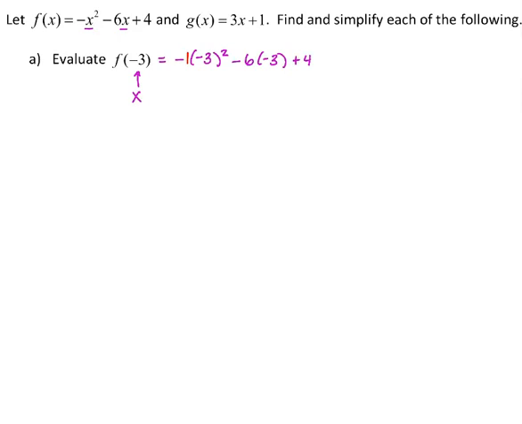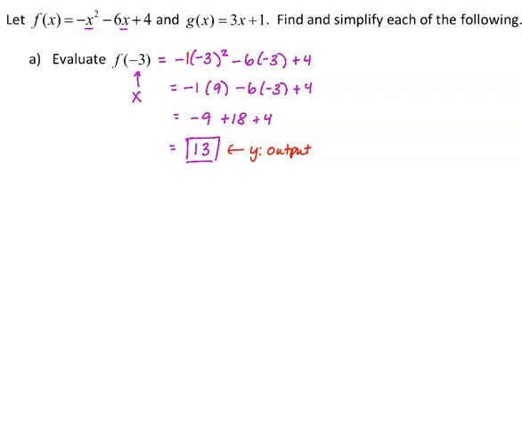So negative 3 squared: negative 3 times negative 3 is positive 9. So we really have negative 1 times 9 minus 6 times negative 3 plus 4. Now multiplying, we have negative 9 plus 18 plus 4. So negative 9 plus 18, we have 9 plus 4, which gives us 13. So what this is telling us is that if the input is negative 3, the y, or the output, is going to be a positive 13.